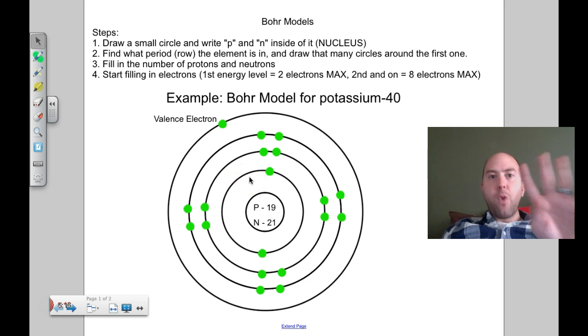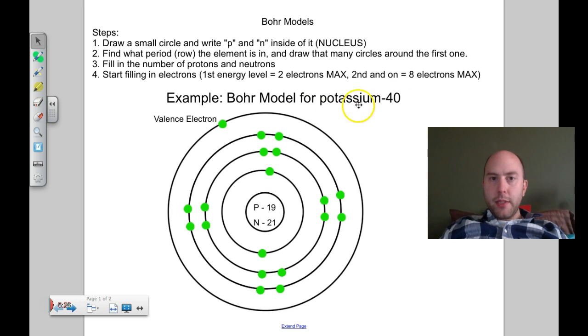So again, 4 easy steps. Step 1, make a small circle, put P and N on the inside. Step 2, find what period your element is in, put that many energy levels around the nucleus. Step 3, fill in how many protons, how many neutrons. Step 4, start putting in your electrons. It'll equal the number of protons if it's neutral. Since I have 19 protons, I got 19 electrons, so I'll do 2 on the first energy level, then all the other energy levels can have 8 max.